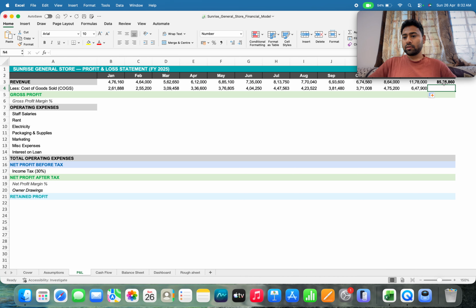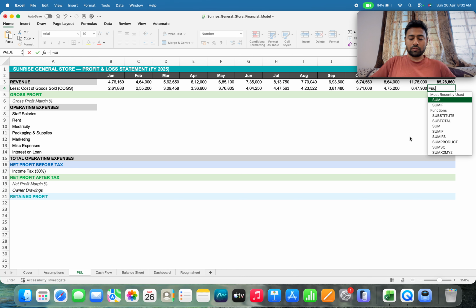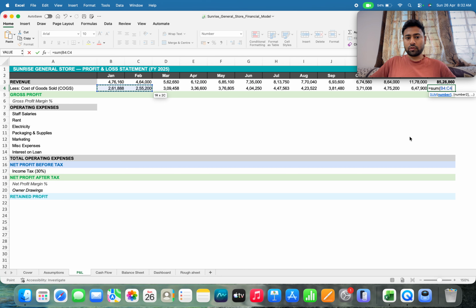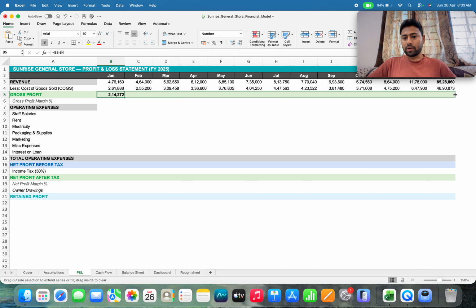So we will get the total cost of goods sold. Here again we have to put a summation formula. We will sum the total cost of goods sold for a year. So we got the total cost of goods sold here. Now gross profit. We will subtract this from this. We'll get the gross profit. Again we will drag this from here to here.